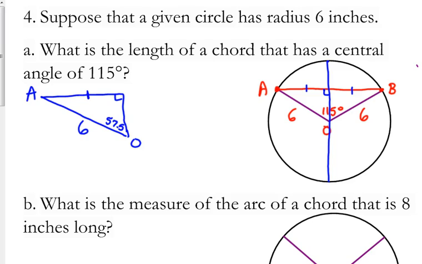Well, we don't have AB on this diagram. We've got half of AB. So in this right triangle, 6 is the hypotenuse, because it's across from the 90 degree angle. The side that we're trying to find is opposite of the angle that we have right here. We have an angle of 57.5 degrees. So what we're looking for is opposite of that. Which trig function is opposite and hypotenuse? Sine. Sine is opposite over hypotenuse. So sine of the angle 57.5 is equal to the opposite, which is what we don't know, over the hypotenuse. This is the easy one to solve.